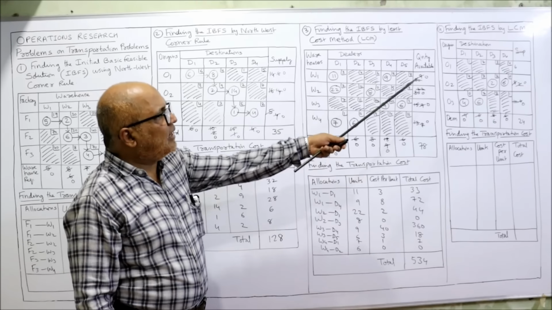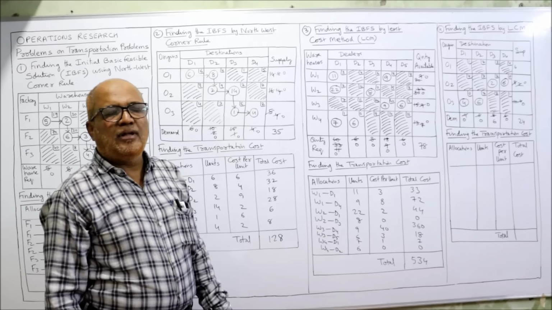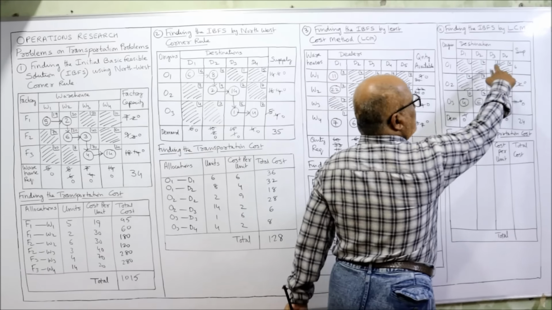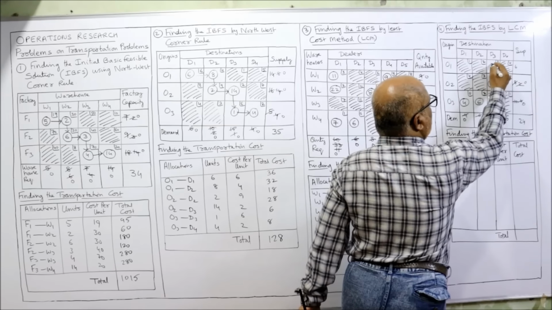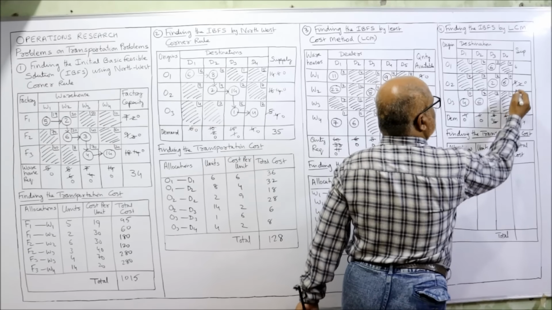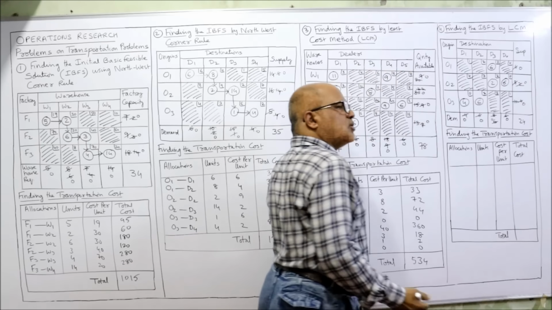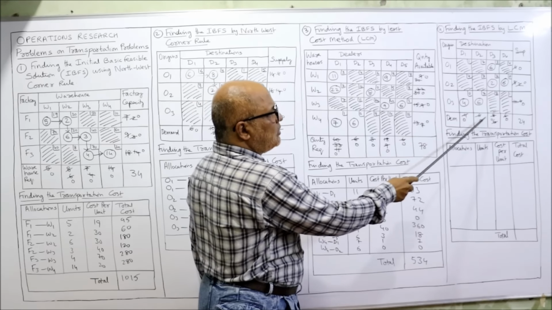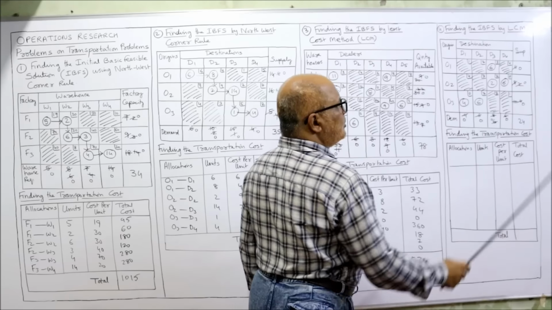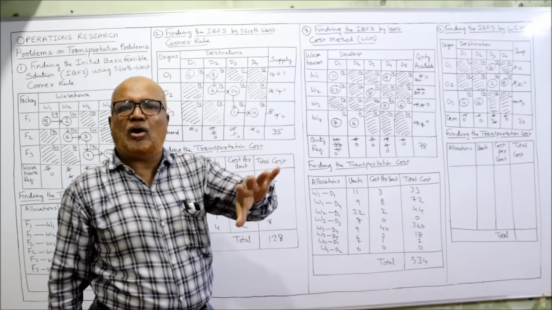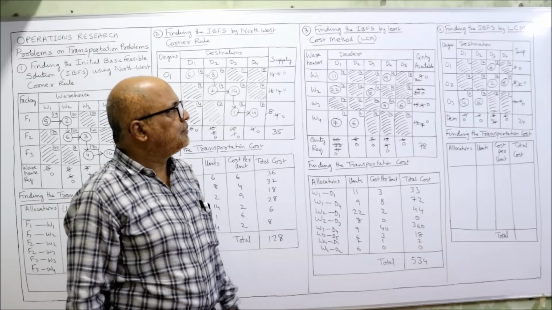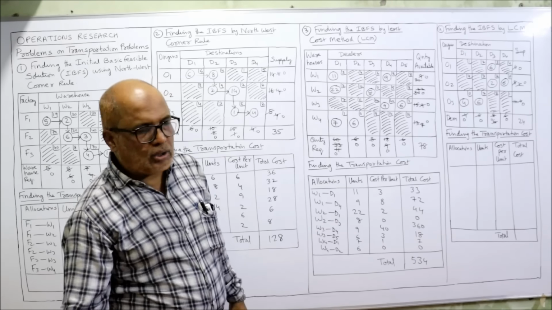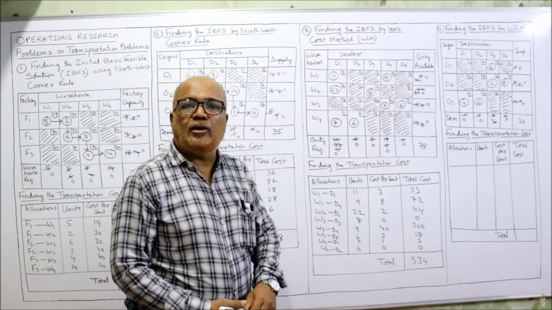Finally, only one unoccupied cell is left. The row total is 6 and column total is also 6. So make allocation 6. This will become 0. This will become 0. That's all. Now you can confirm all the column totals 0 and row totals also 0. And all the cells are either occupied or blocked. That means we got the solution. Now we have to find out the allocation and total cost.